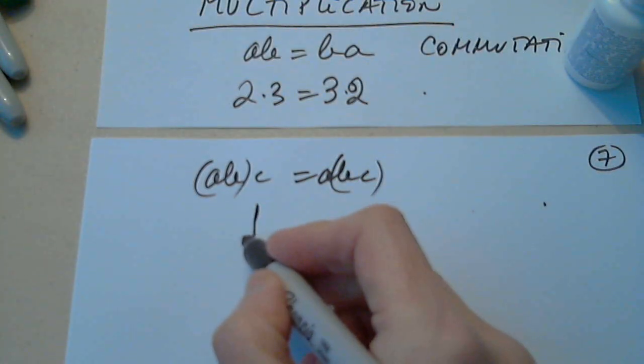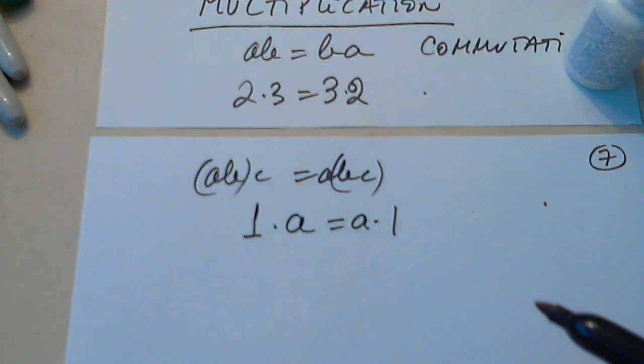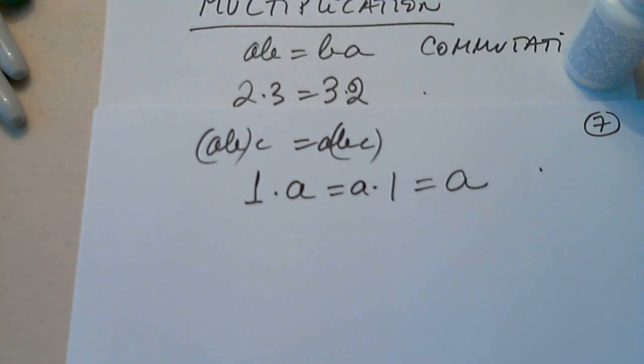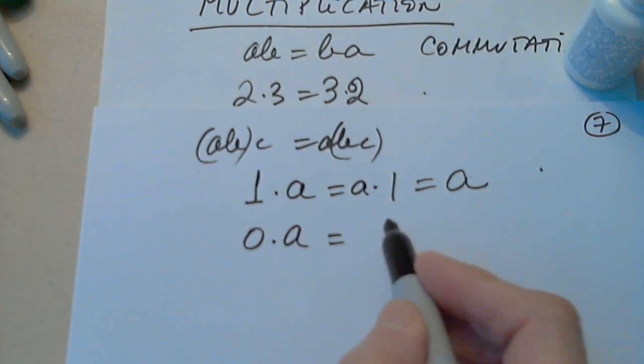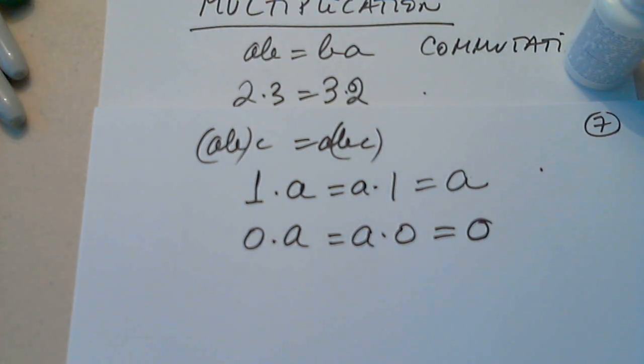Of course, 1 times A is A times 1, which is A. If we multiply by 0, 0 times A equals A times 0, but this is always 0, always.